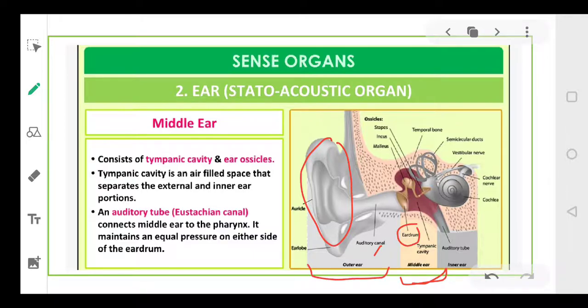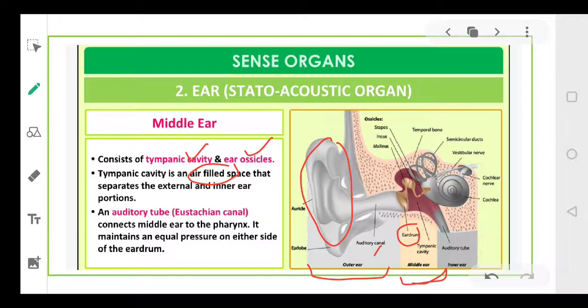Now the middle ear basically consists of your tympanic cavity and ear ossicles. Middle ear में आपका tympanic membrane है और 3 bones हैं. There are 3 small bones which are present in the middle ear. The tympanic cavity is filled with air. It's an air-filled space, and this air-filled space separates your external ear and your inner ear. ये middle space है जो आपके inner ear को आपके external ear से separate करती है.